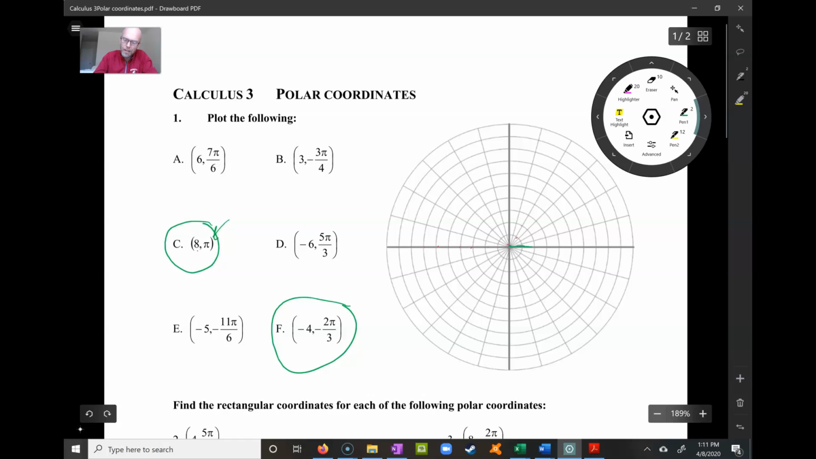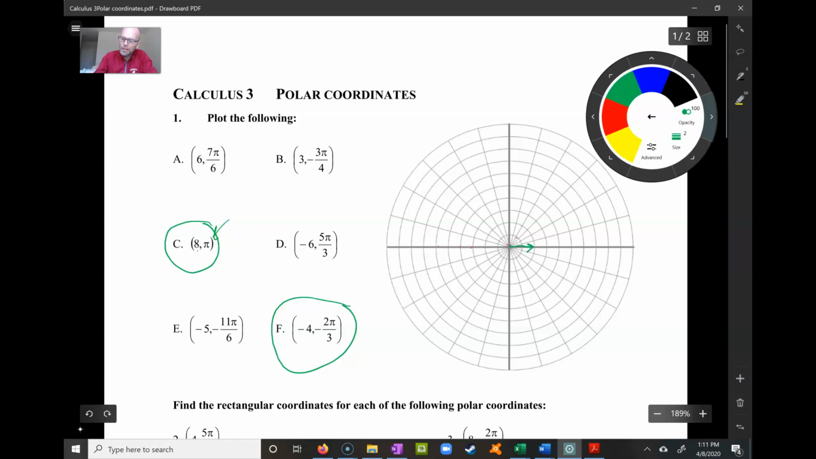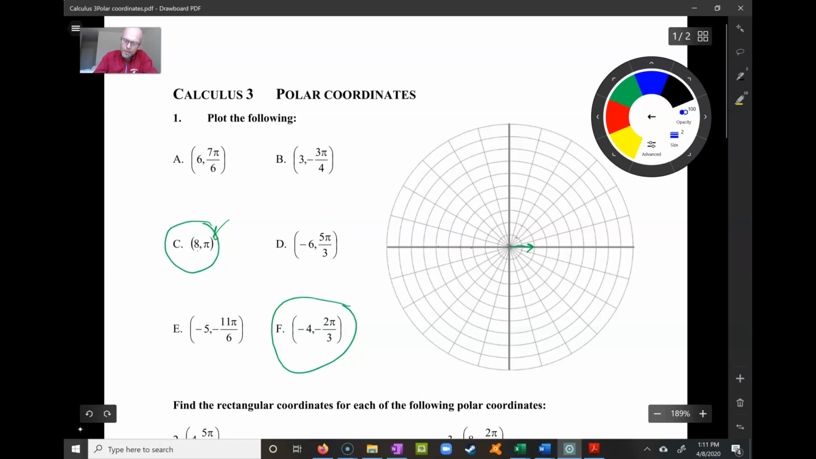Right now I'm facing this way, after I get done turning, I would be facing that way, because that's pi radians. And then the 8 tells me to go out 8. Since I'm facing in the negative x direction, I'm going to just walk out the x-axis. 1, 2, 3, 4, 5, 6, 7, 8, and that would be the location that this 8, comma pi is describing. So that would be C.